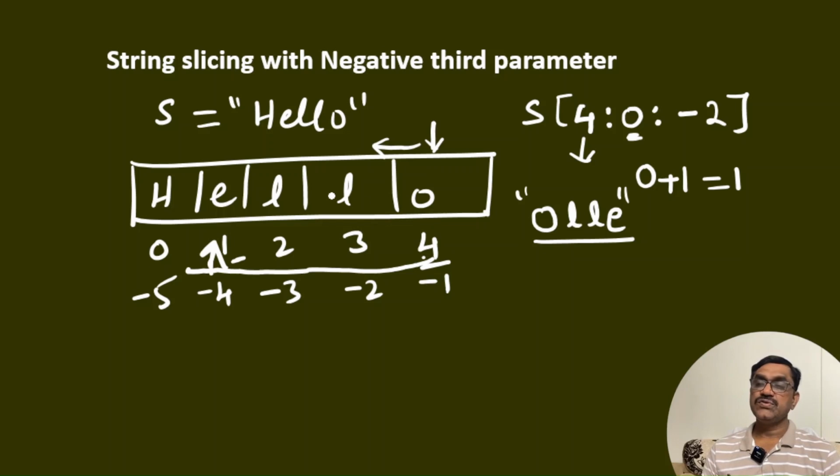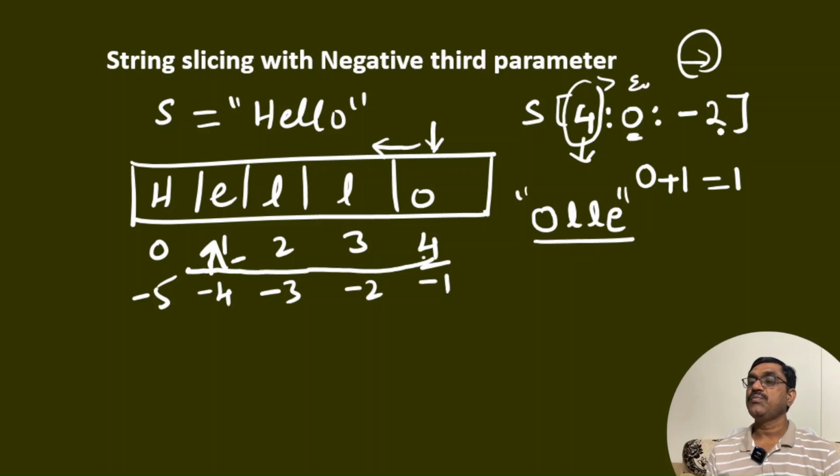Very important thing you should understand is that when we move from the end to start in reverse direction, the start index must be greater than the end index, and the step value is negative. That is very, very important. Okay. Now, when we say only 4:0, we will get OLLE.